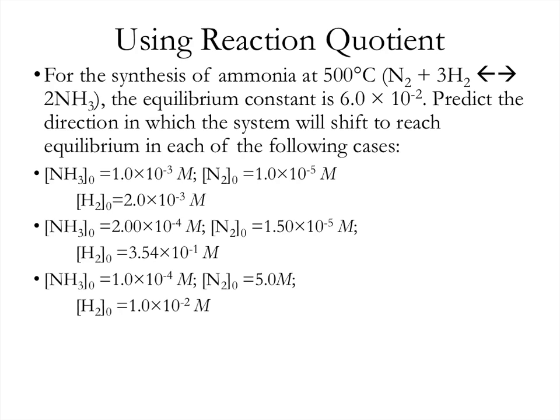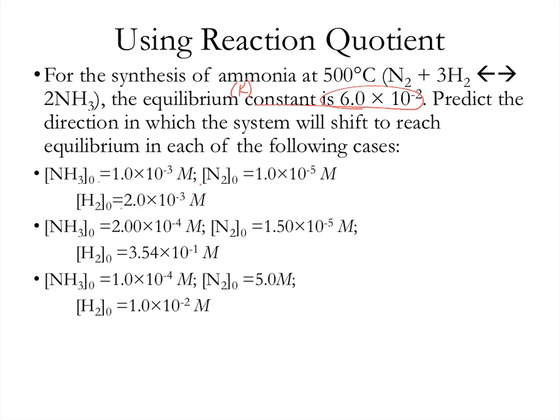So here's an example, three steps here. For the synthesis of ammonia at 500 degrees Celsius, you have the equation here. The equilibrium constant, so the K value, is 6 times 10 to the negative 2. Predict the direction in which the system will shift to reach equilibrium in each of the following cases. So we are given concentrations of ammonia, nitrogen, and hydrogen in 3 different scenarios. We're not told that these are in equilibrium, we're just given these concentrations. So we need to calculate our Q value and compare it to this given equilibrium constant to determine if our system's at equilibrium or not, and if it's not, which way the reaction would proceed in order to achieve equilibrium.